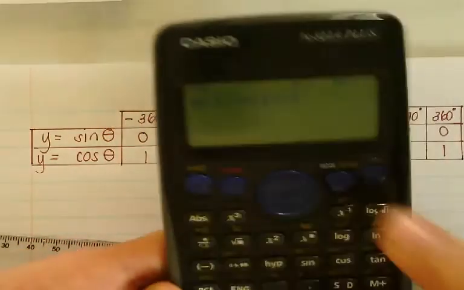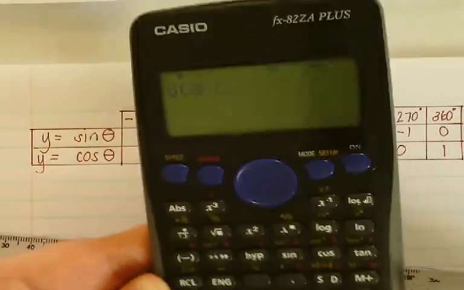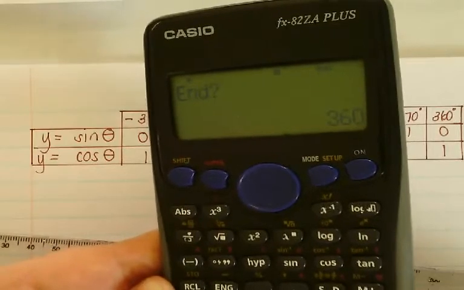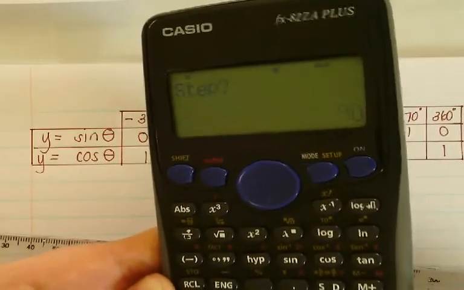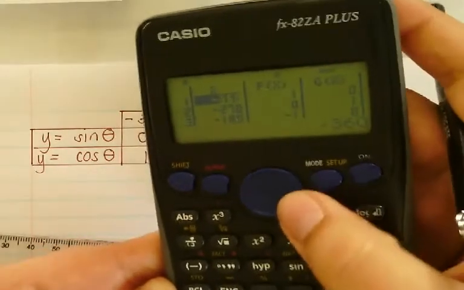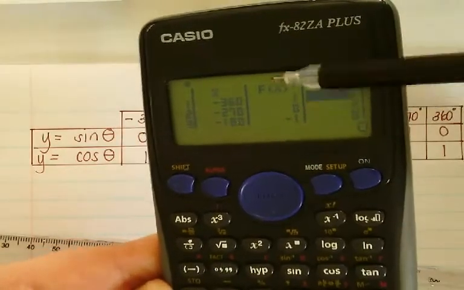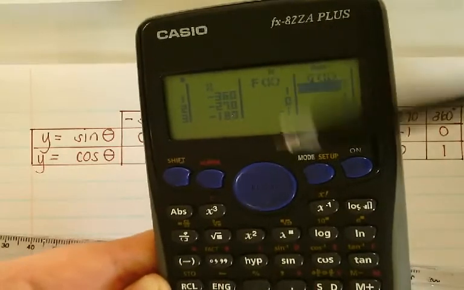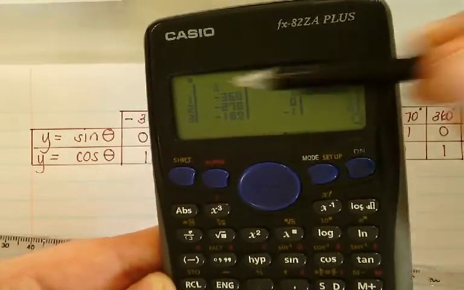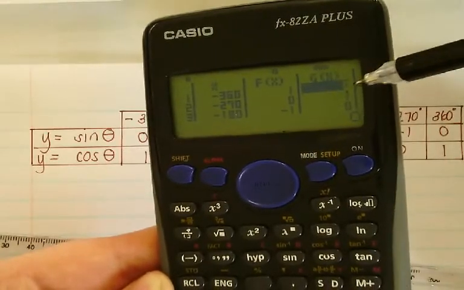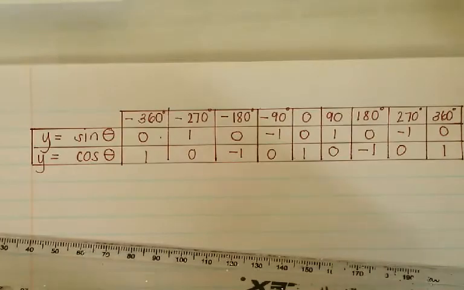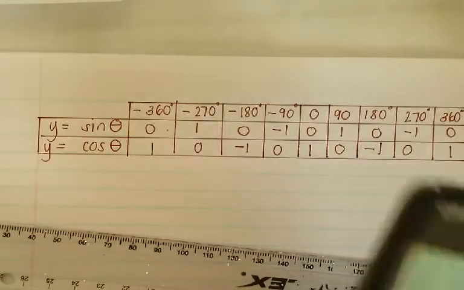Sine x, starting at negative 360, going to positive 360 in steps of 90. It's going to take a moment because it's got a lot of work, and now I've got my values as well for the sine. So now you obviously need to remember that that was cos, that is sine. So for negative 360, it should be 0. That's exactly what I calculated when I did it the long way. You can do this with any grade 10 function.